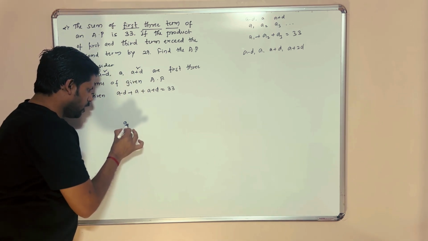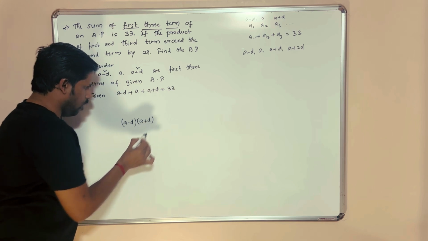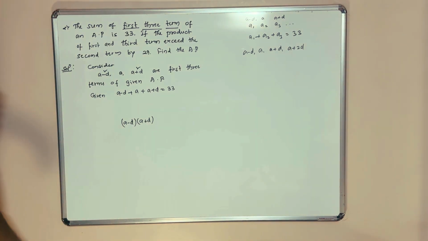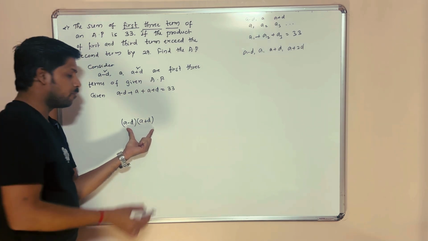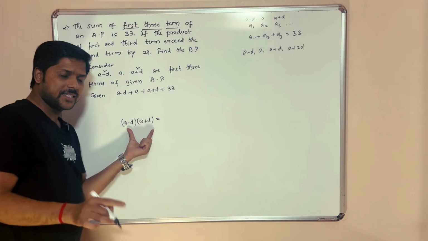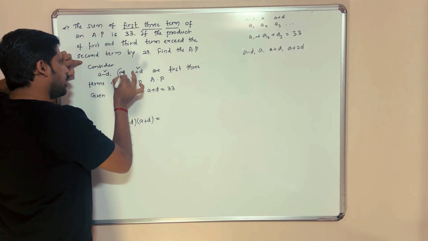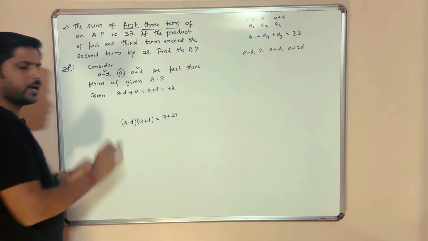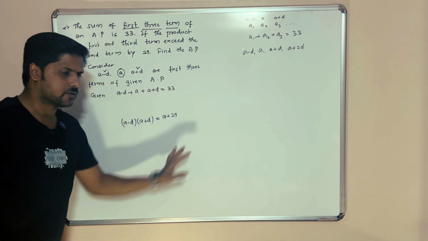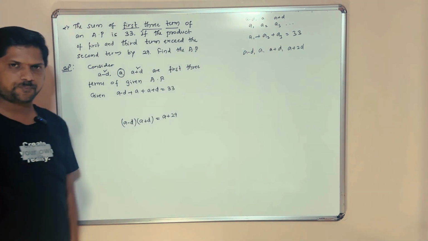So it is given that A minus D and, sorry, A plus D, the product of these two, first term and third term, exceeds the second term. What is the second term? It is A. So it exceeds A by 29, add 29 to this. So this is given, right? Now here we have to find the AP.